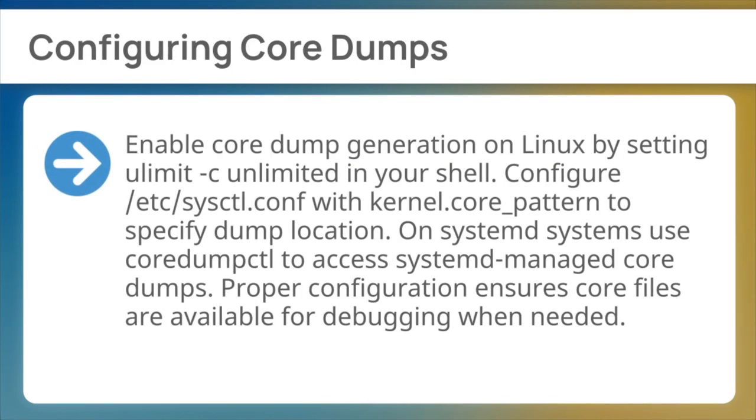Enable core dump generation on Linux by setting ulimit -c unlimited in your shell. Configure /etc/sysctl.conf with kernel.core_pattern to specify the dump location. On systemd systems, use coredumpctl to access systemd managed core dumps. Proper configuration ensures core files are available for debugging when needed.